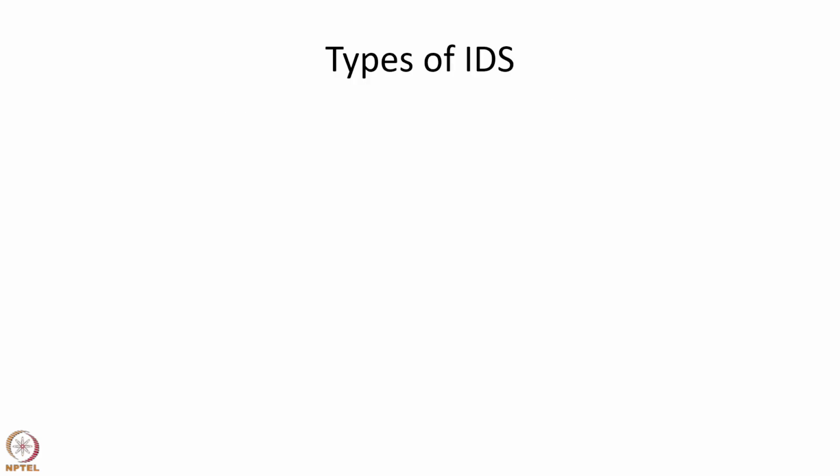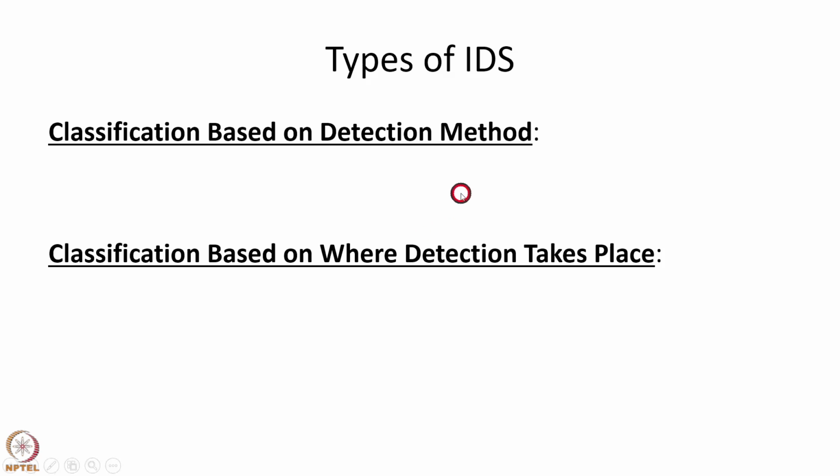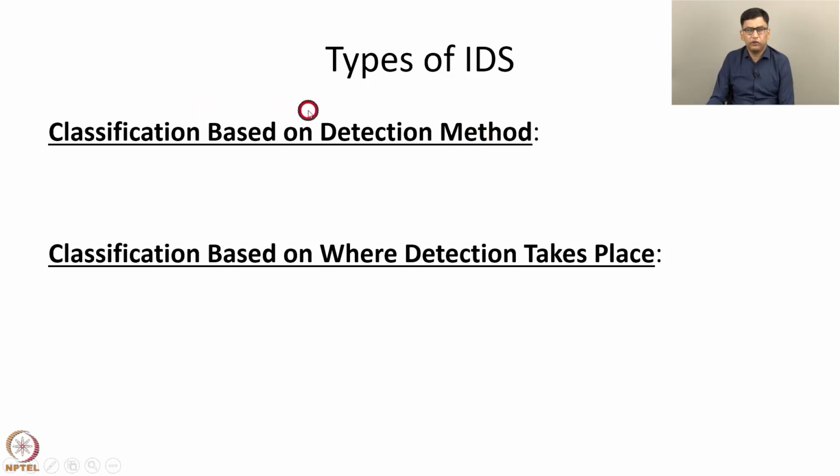Hello. Recall that in the previous lecture we introduced intrusion detection systems. In this lecture, we will look at different types of IDSs. IDSs can be classified in various ways. One classification is based on the detection method, that is how the IDSs detect malicious traffic. And another classification is based on where detection takes place. That is, does it take place in the network or in the host?